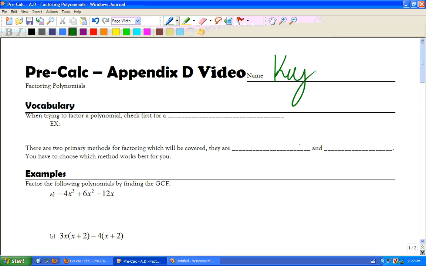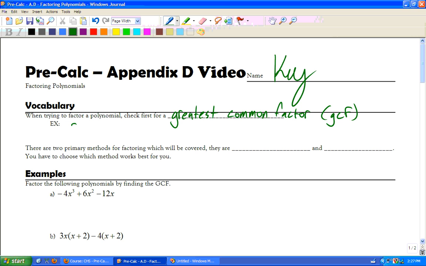The first thing when we're trying to factor a polynomial, the first thing we have to check for is a greatest common factor. A lot of you may know greatest common factor or remember the initials GCF. Now when we're looking for a GCF, there's a couple things we have to check for. We have to check for a GCF of both the coefficients and also the variables.